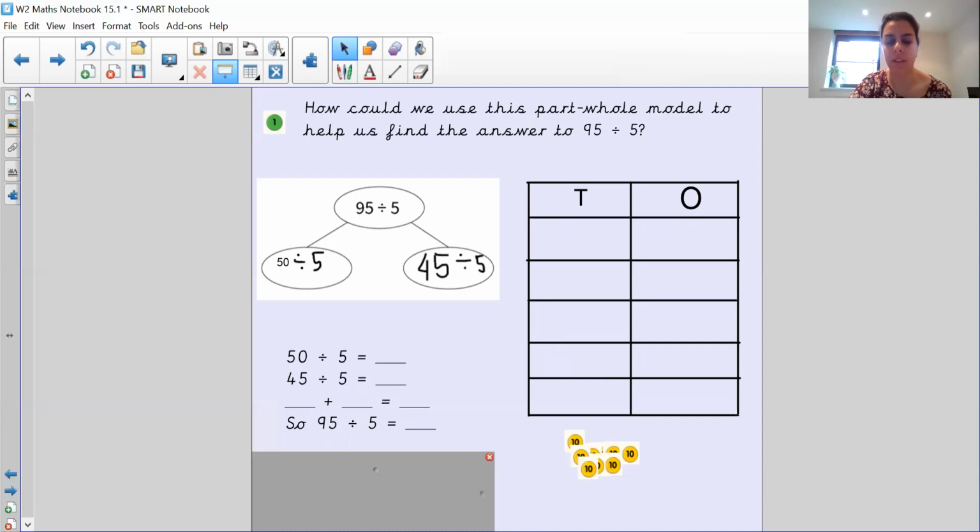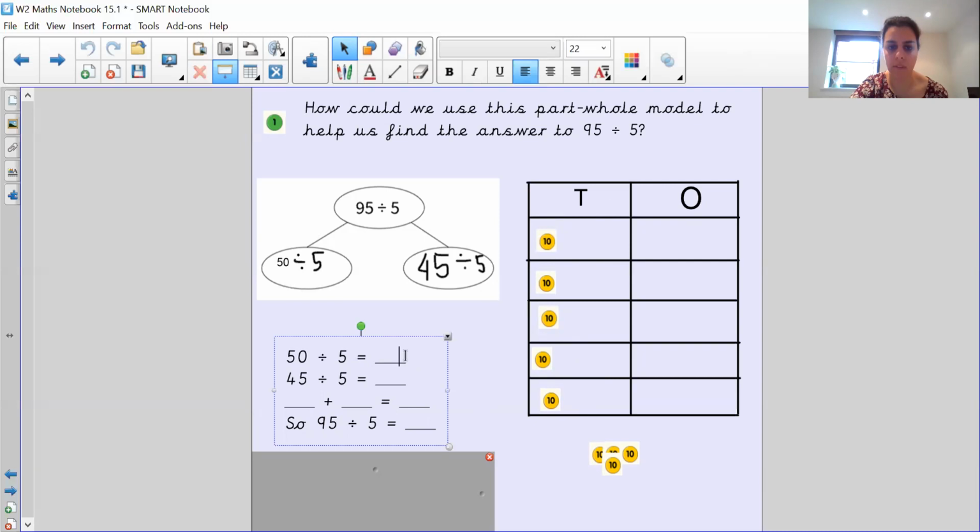So first thing I need to do is split my 10s, which is 50. So let's split that again. 10, 20, 30, 40, 50. I've split that. 50 divided by 5, how many is in each column? 10. So 50 divided by 5 is 10.